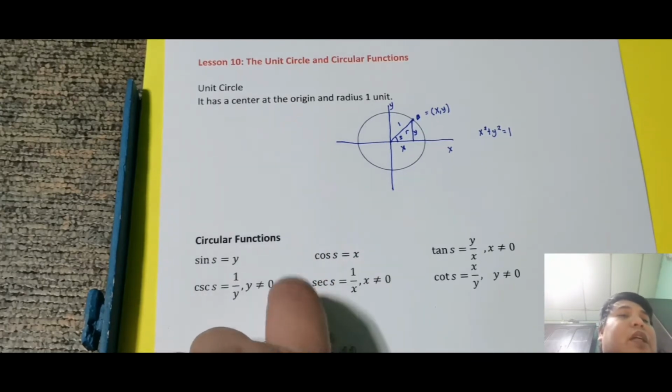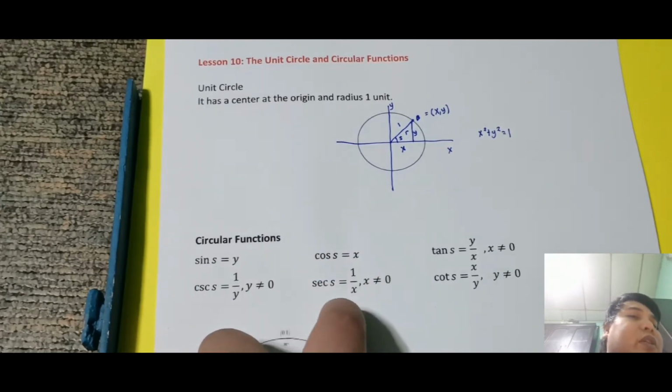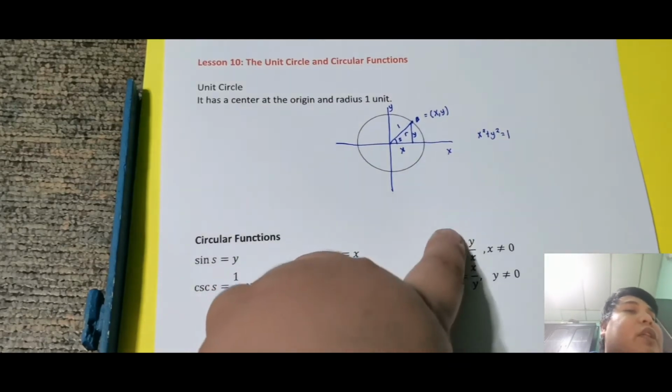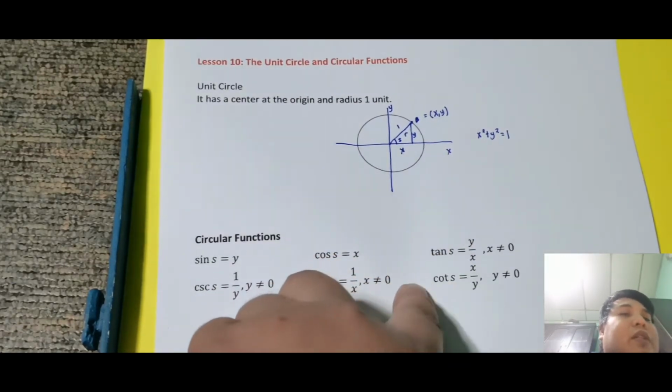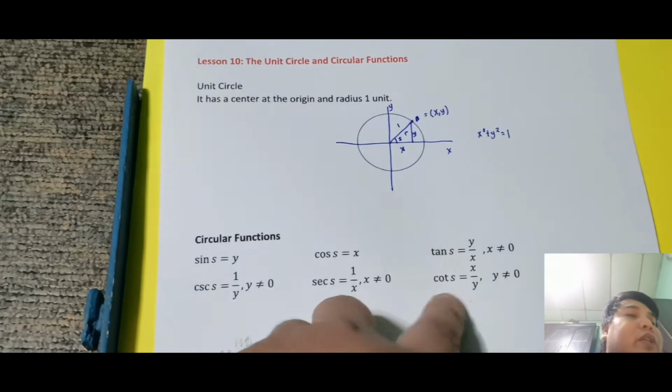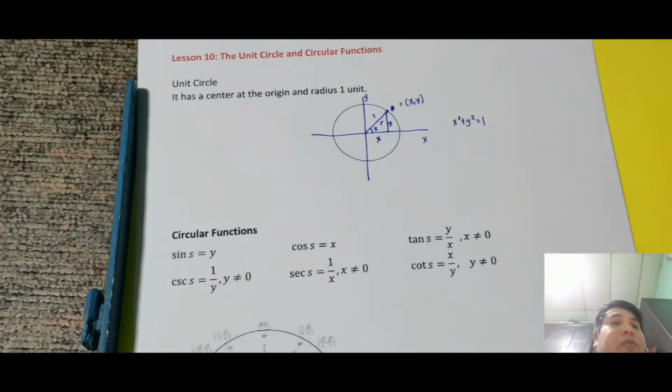Secant S is equal to 1 over first coordinate. Tangent is equal to second coordinate over first coordinate. Cotangent is first coordinate over second coordinate. Nire-refer ko yung value.